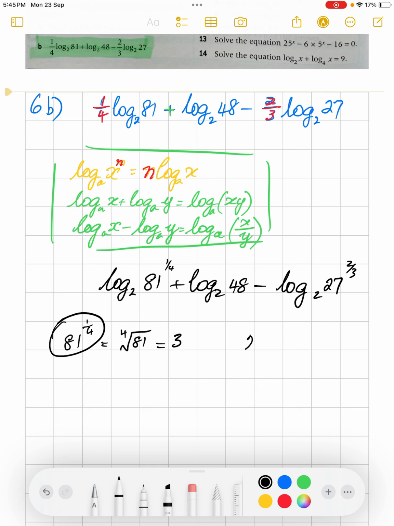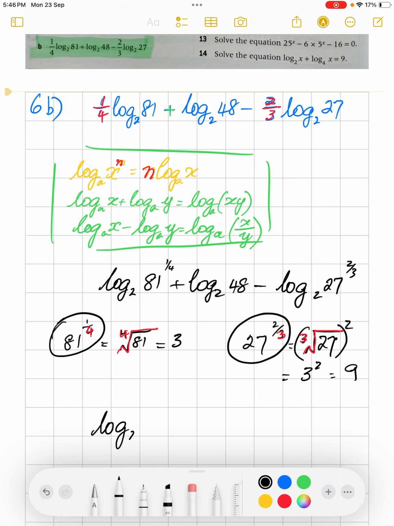Now let's look at 27 to the 2/3. That is the cube root of 27 squared. So that 3 here is the cube root, just like that 4 there is the 4th root. And the cube root of 27 is 3, because 3 times 3 times 3 is 27. And then 3 squared is equal to 9. So we can replace 27 to the power of 2/3 with 9.